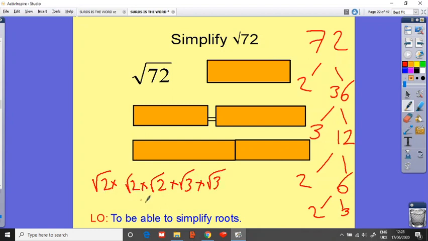Because I've got root 2 and root 2, that's going to be a 2. And so I've got a root 3 and a root 3. That can be written as a 3. And I've just got one root 2 on its own, so that's just got to stay as root 2. 2 times 3 is 6. So my answer is 6 root 2. Okay.